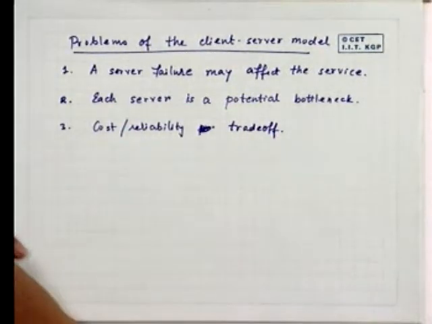You can have multiple servers with multiple implementations of the same function. This will naturally improve the reliability of the system, but it will also increase the cost. So there is always a cost versus reliability trade-off involved. Now, how do a client and a server cooperate?